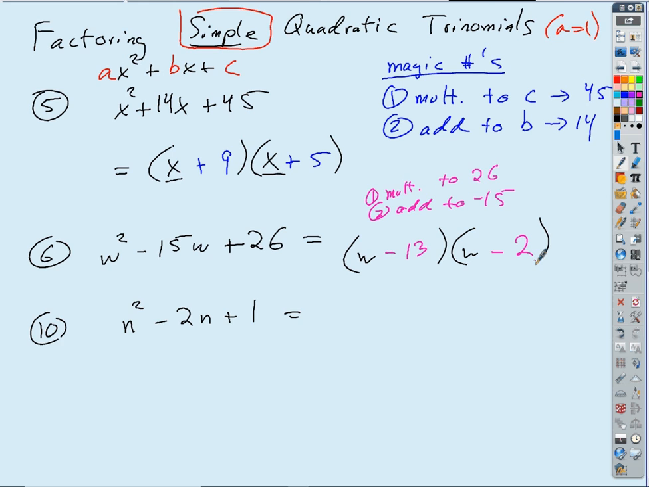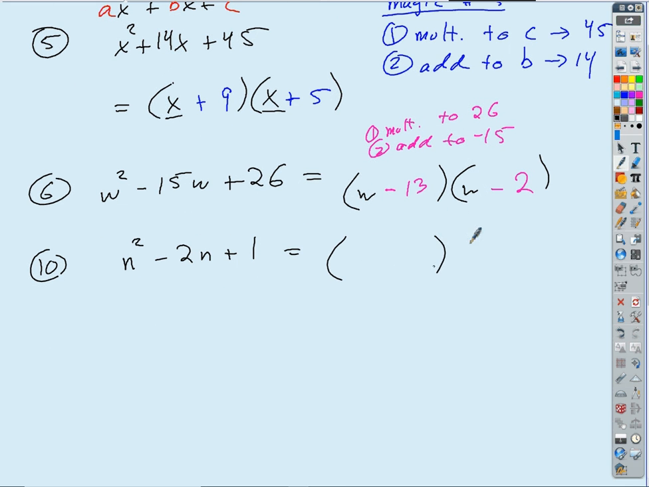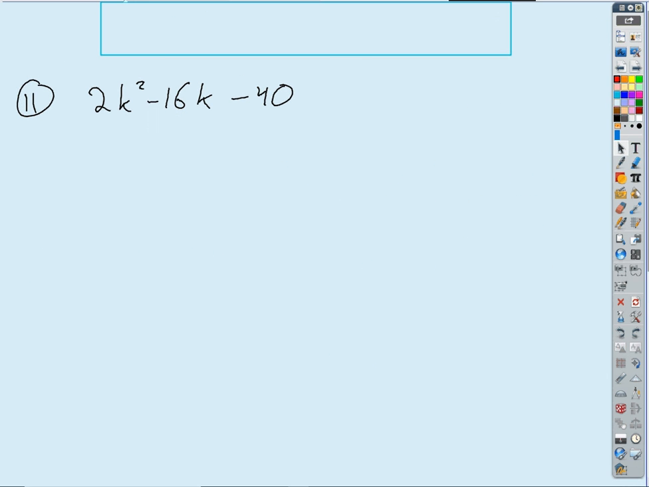Okay, what about number 10, last one? So I know I've got n's. If they're multiplying to a positive and adding to a negative, I know that they are both negative, right? And then what numbers multiply to 1 and add to 2? What is it again? 1 and 1. So that's factored correctly, but that's not written in the simplest form. How would I write something times itself? Squared. Okay, so the best way to write that would be n minus 1 squared. Okay? All right, so now, moving on, what about one like this?